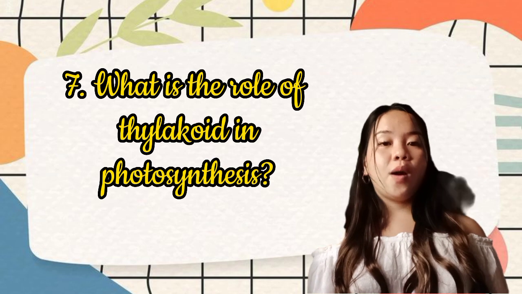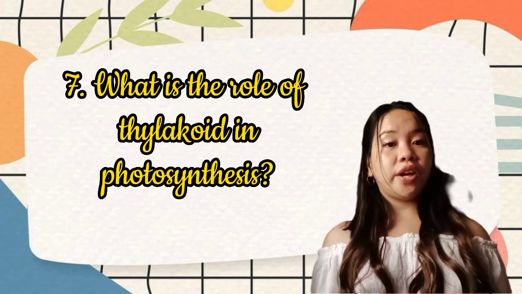Number 7. What is the role of thylakoid in photosynthesis? The thylakoid is a structural unit of photosynthesis. Both photosynthetic prokaryotes and eukaryotes have these flattened sac vesicles containing photosynthetic chemicals. Only eukaryotes have chloroplasts with a surrounding membrane.